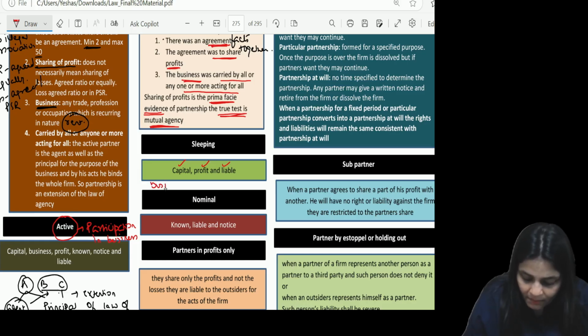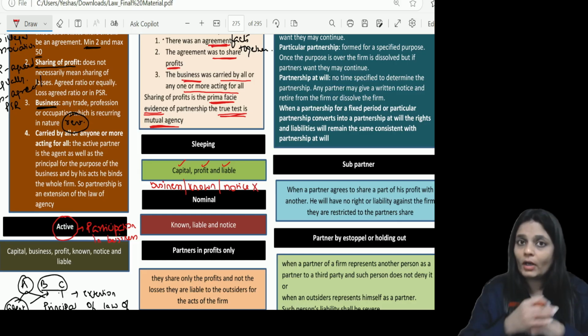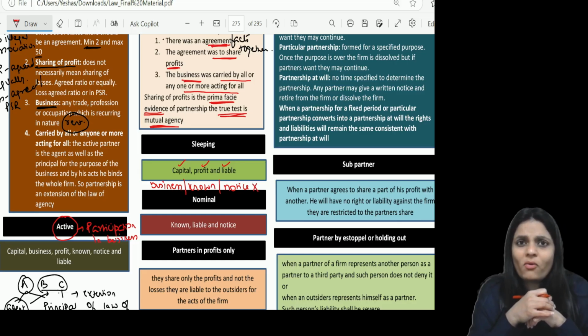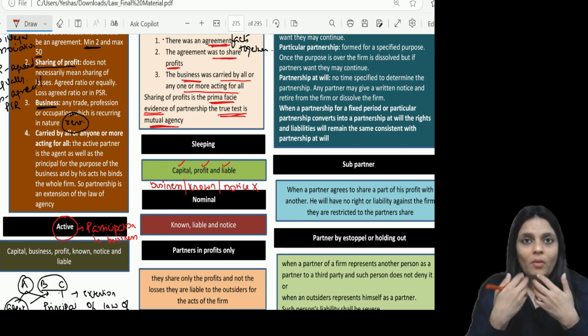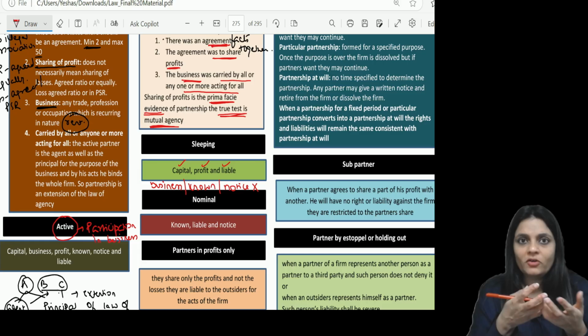But does he take part in the business of the firm? No. Is he known to the outsiders? No. Does he have to give a notice? No. Nominal partner. Does he bring in capital? No. But my nominal partner is a person who lends his name to the firm, right?